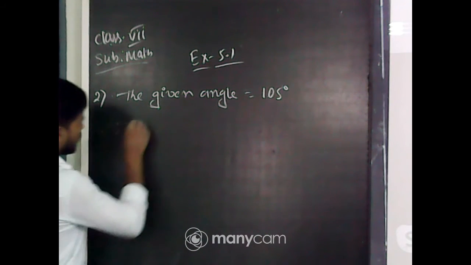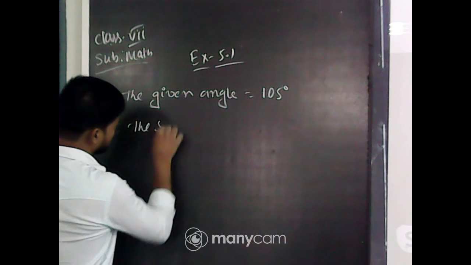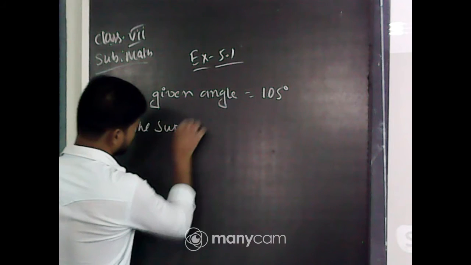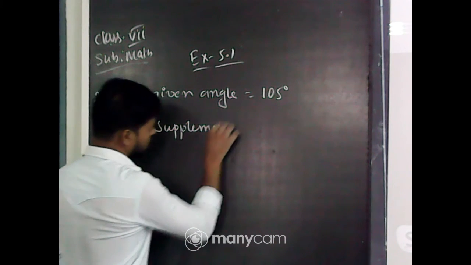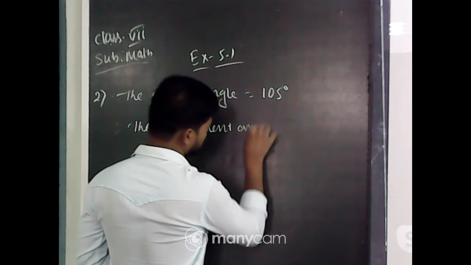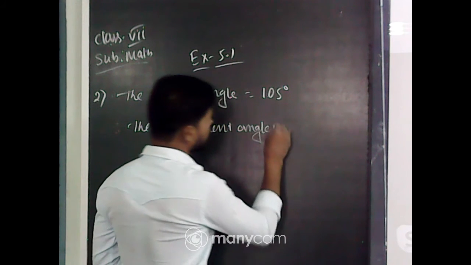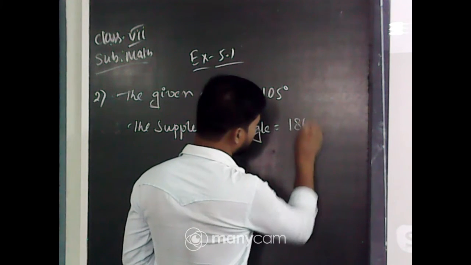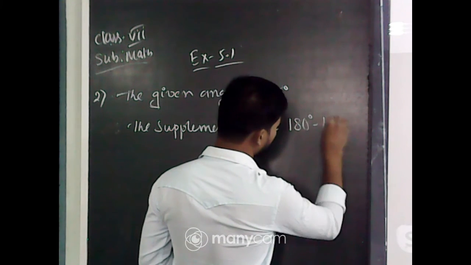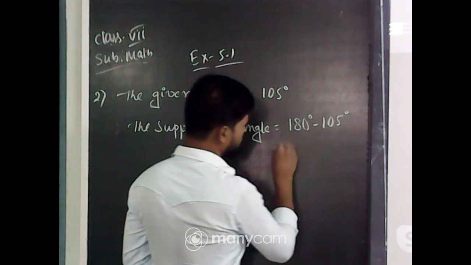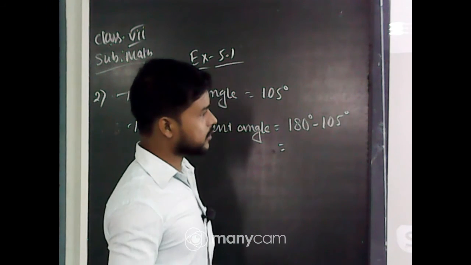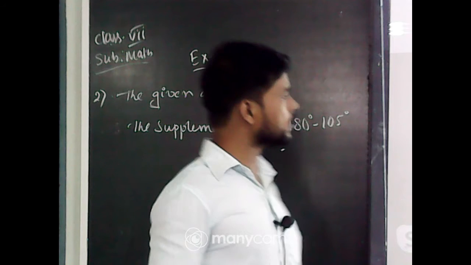So the supplementary angle is equal to 180 minus 105 degrees. Now subtract it, and you have the answer. If you subtract, what will be the result?